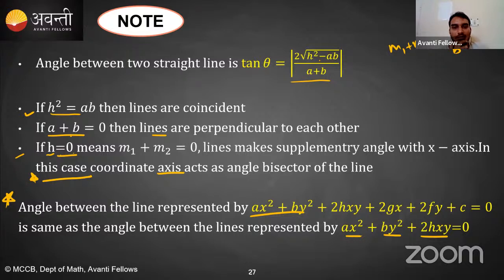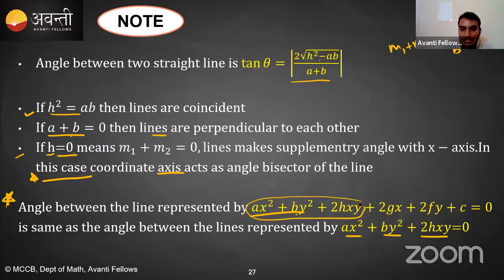Clear? Equation, combined equation of two lines. So how will you find the angle between those two lines? If it is just asking you to find the angle between two lines, you only consider the homogeneous part, the homogeneous equation of degree 2. So this ax square plus by square plus 2hxy equal to 0, this part you only consider.